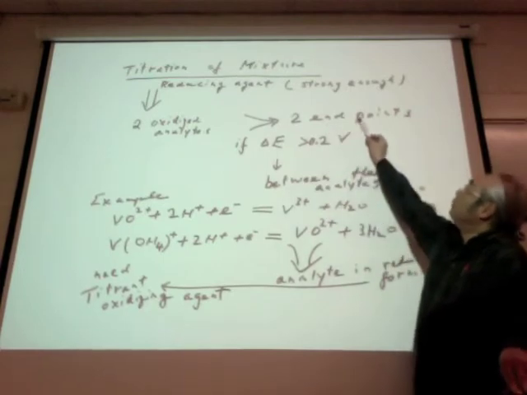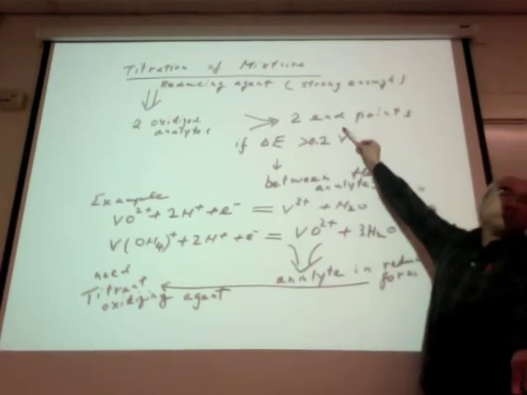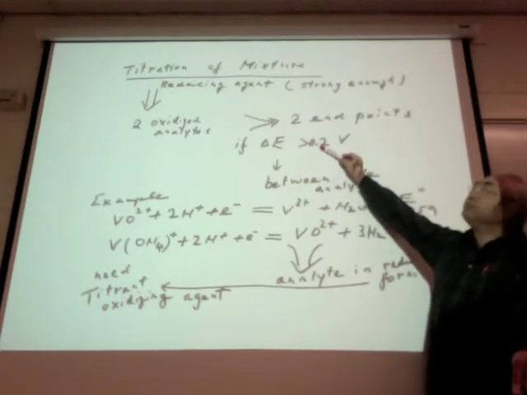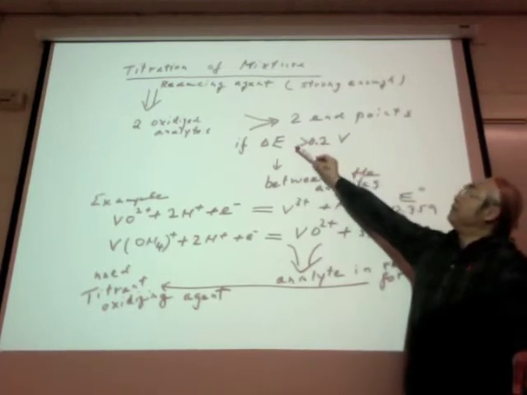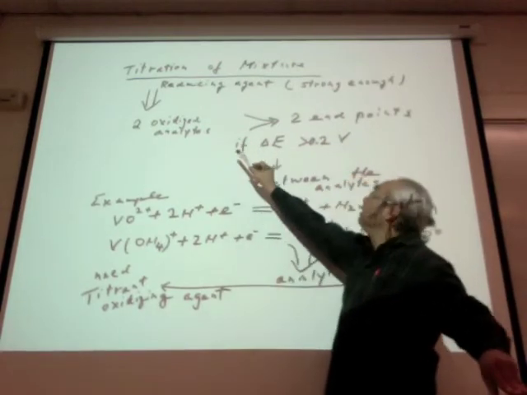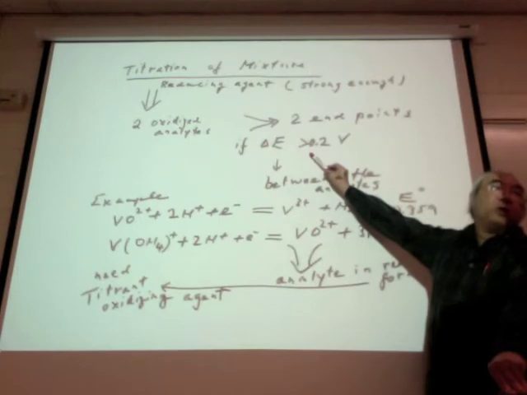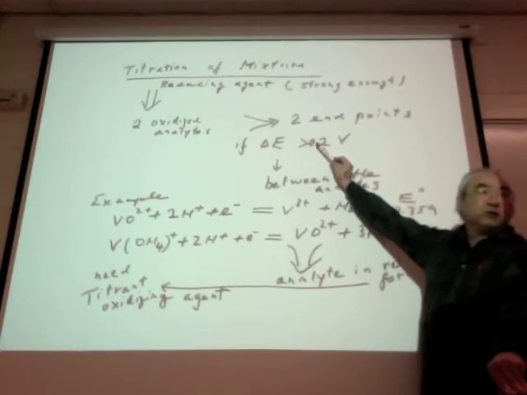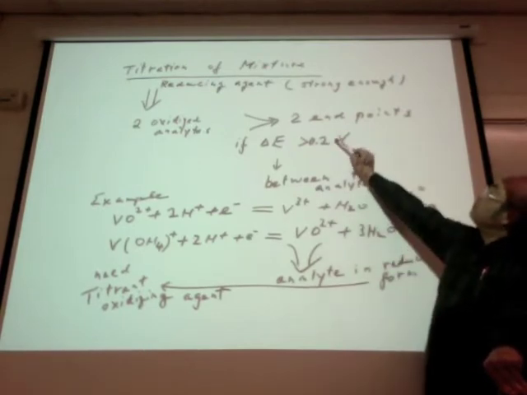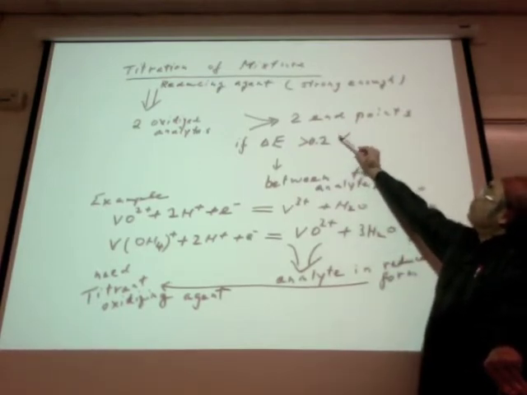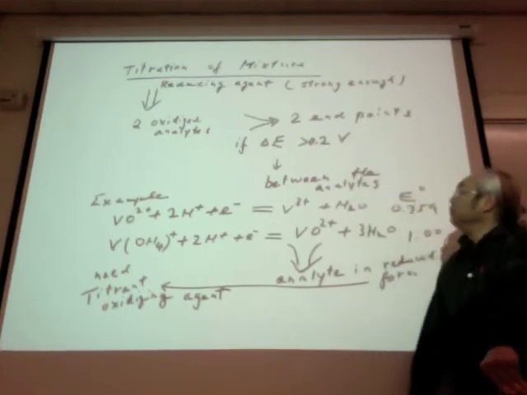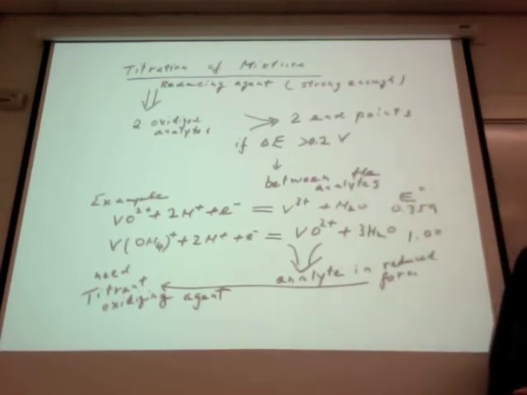Okay, so what it means is that you're going to have two endpoints. So here is the general guideline. If you have a delta E between the two half reactions that is at least 0.2 volt, then you're going to have two endpoints. Okay, so this is what you determine first, how many endpoints. Then you determine which one is going to be titrated first.